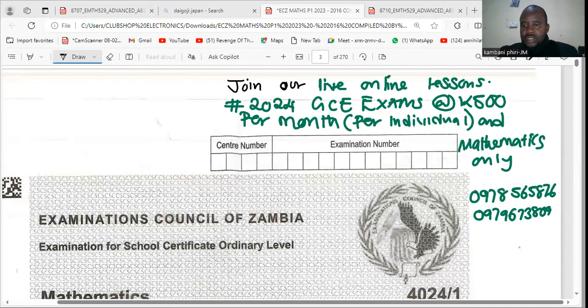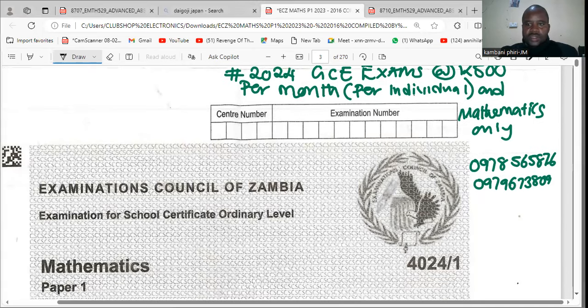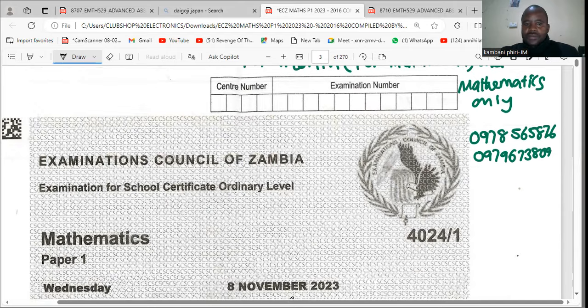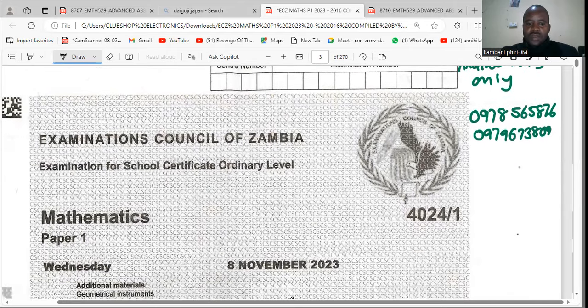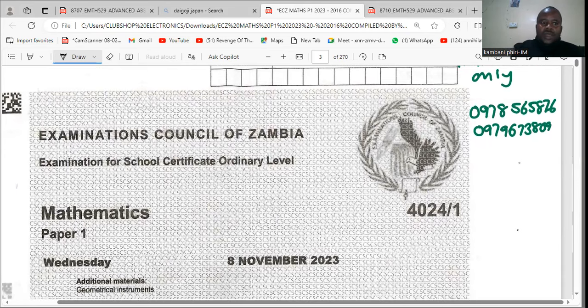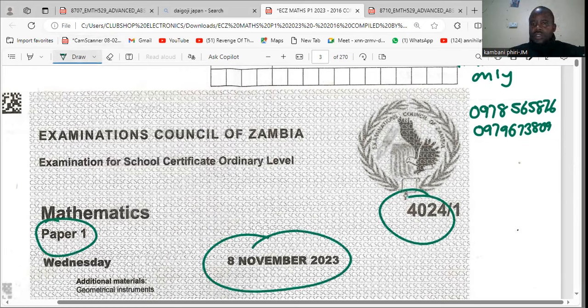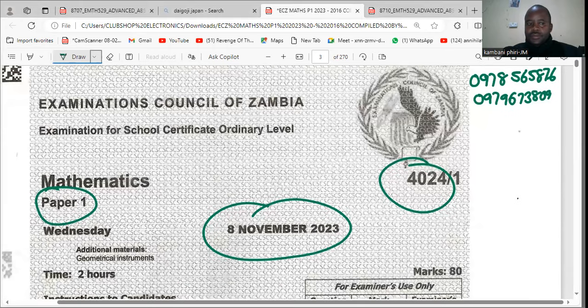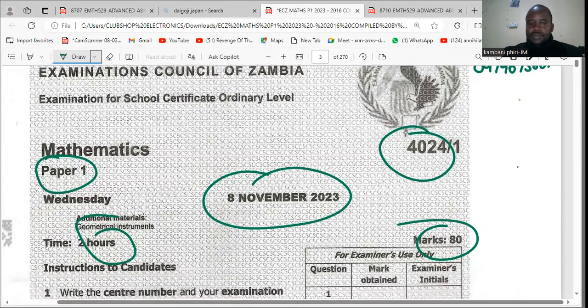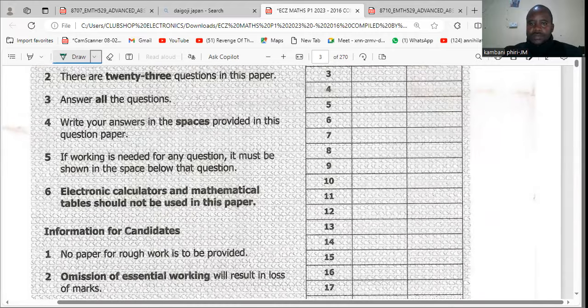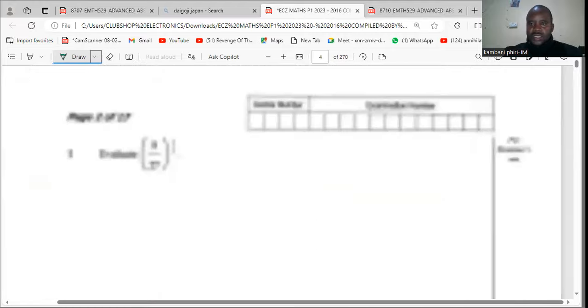All right, so this is the 2023 paper, on the 8th of November, and that's part one. The number of marks is always 80, and the time is 2 hours. Okay, so let's see all the questions. Let's go to that.